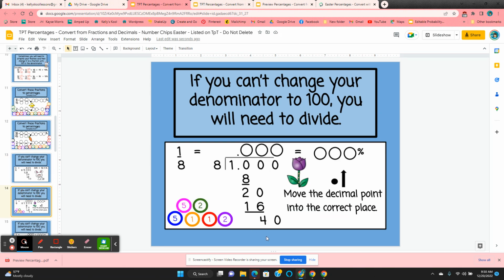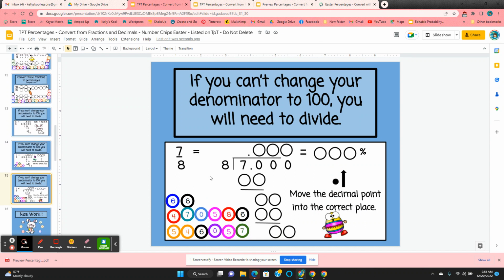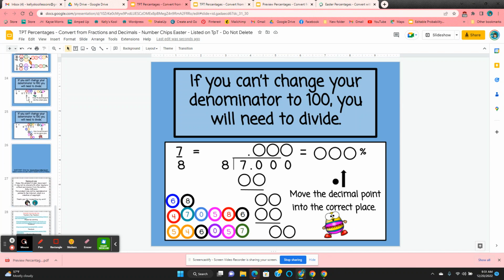The next slide, most of the division is done for them. They just have to find these 3 numbers, and they would move their decimal point 2 places to the right. So here they have to actually move the decimal point into the correct place, as well as add all of the numbers. And then the very last slide, they have to do all of the division themselves. So every single one of these number chips will be used, and they have to move the decimal point into the correct place.